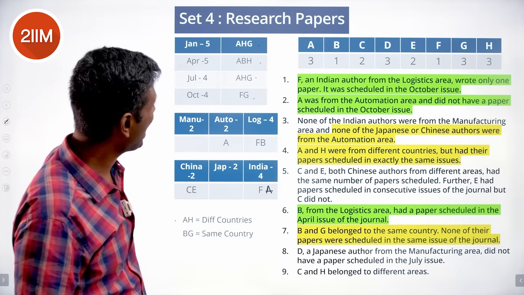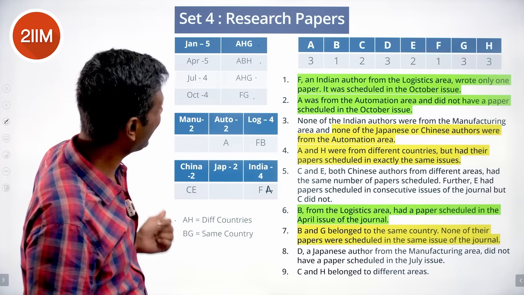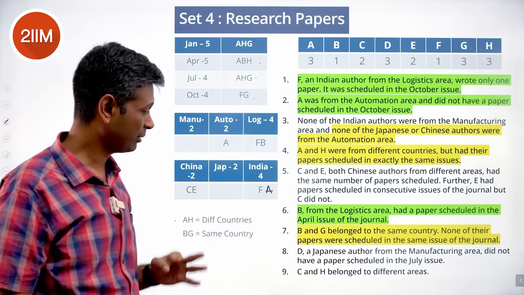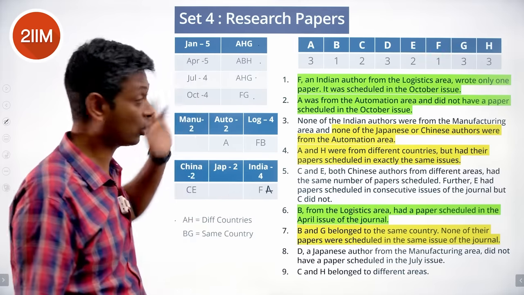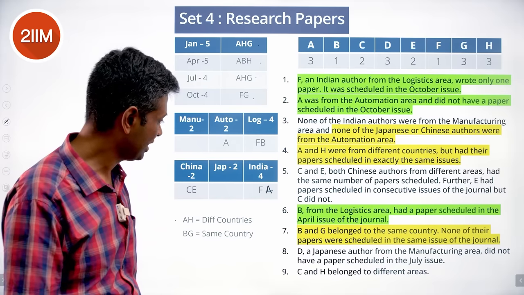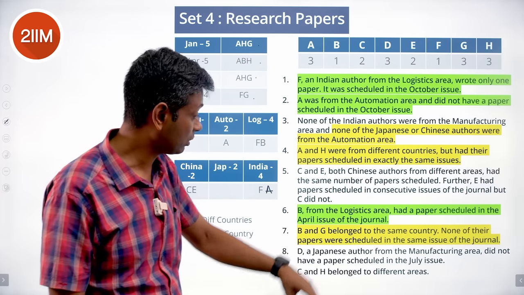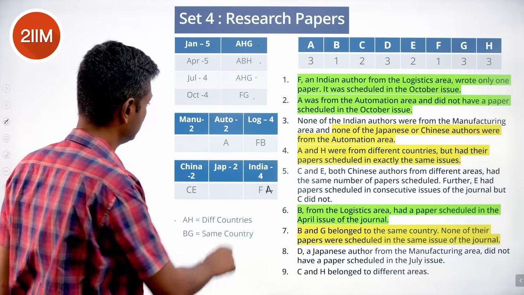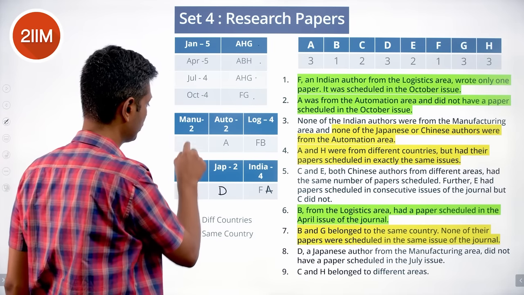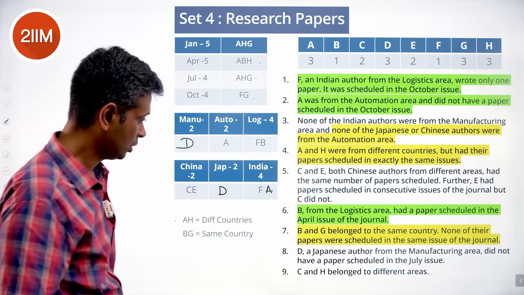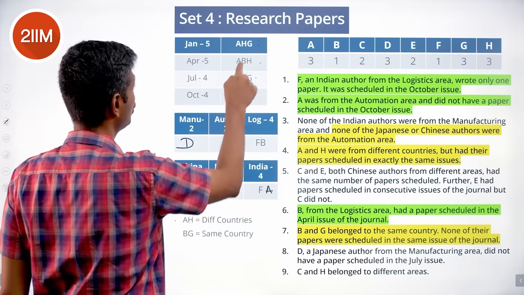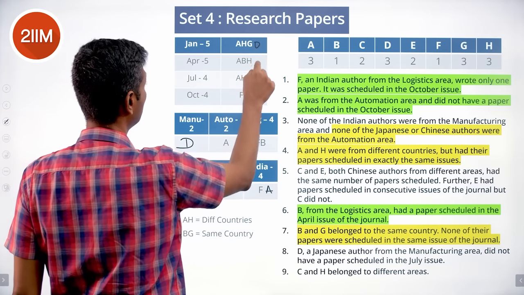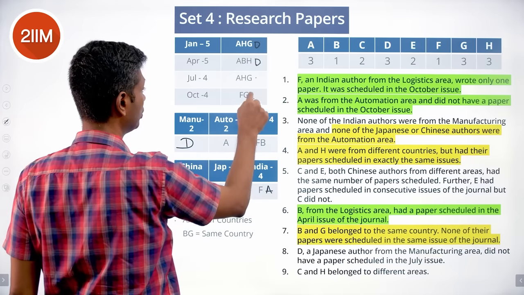A, D, H, G, each published three. We can make an inference about D, then we are through, because that will fill three slots. It will be massively useful. D, a Japanese author from the manufacturing area, did not have a paper scheduled in the July issue. Brilliant. Nothing in July. So D would come here, D would come here, D would come here.